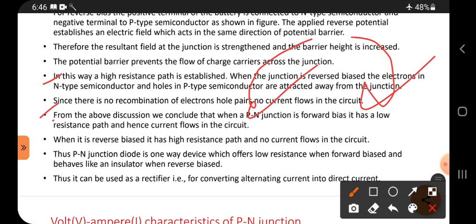Now, from the above discussion, we conclude that when a PN junction is forward biased, it has a low resistance path, and hence current starts flowing in the circuit. So in forward bias, low resistance will be present, and that is where a high current will flow. When it is reverse biased, it has a high resistance path and no current flows in the circuit. That is why, in reverse bias, the depletion region increases, high resistance is present, and no current will flow.